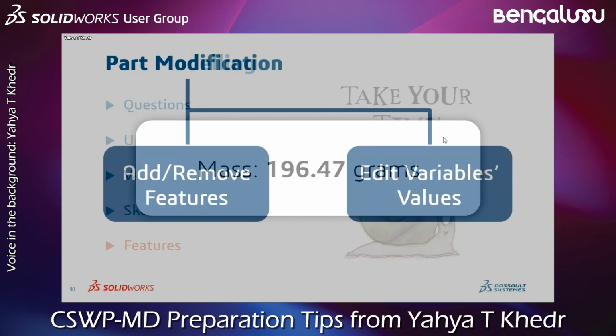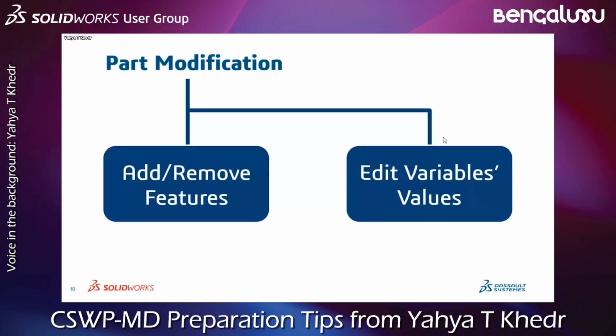That takes us to the next part of the first segment, which is modification. Just as in the CSWA exam, we either add or remove features, or we simply edit global variables. And by the way, nothing stops the question from asking you to do both.